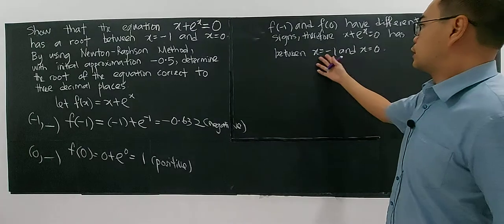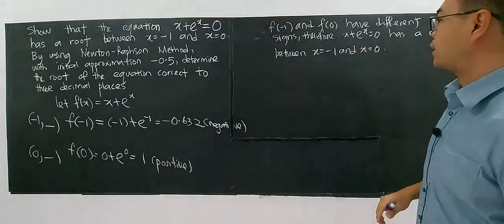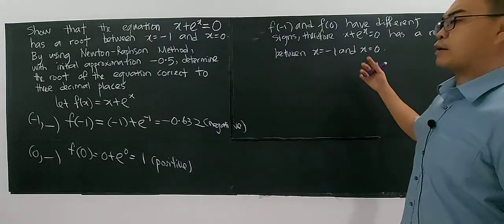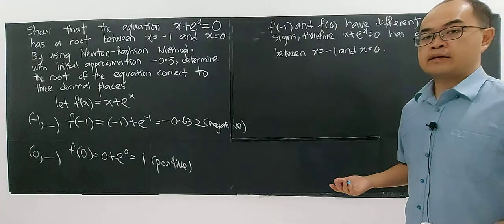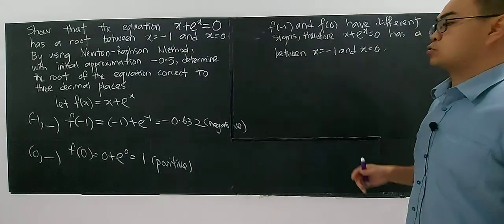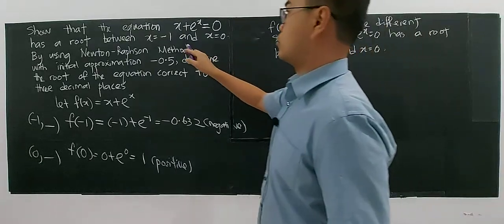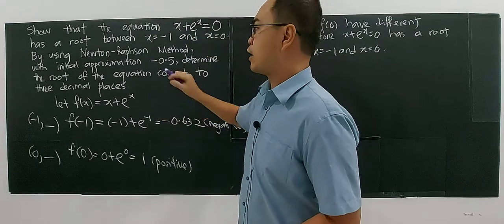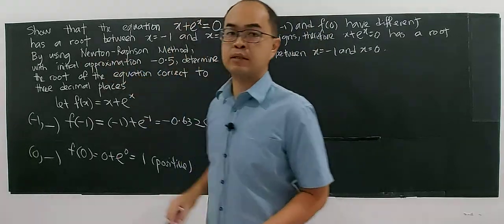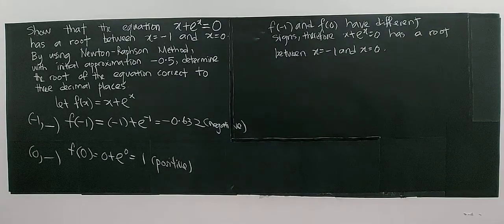But you don't know exactly where. It can be any value in between these two. It can be negative 0.5, negative 0.6, negative 0.9, any number in between. So in order to get the root, the solution for this equation, we have to apply the Newton-Raphson method. Let's see how to apply it.